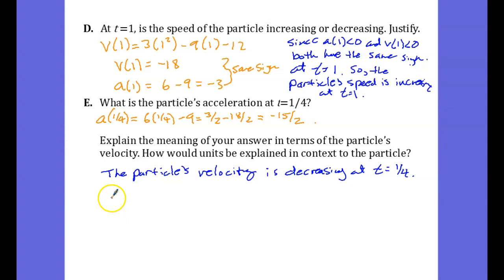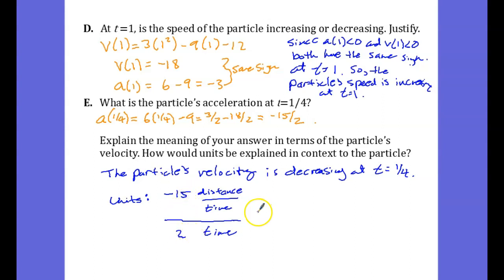Now let's talk about units. So we have negative 15 halves, distance over time. Since acceleration is the rate of change of the velocity, it's the change in the velocity per unit time. So this would be a change of negative 15 meters per second every 2 seconds. So this actually simplifies to negative 15 over 2, and the units here would be distance over time squared.